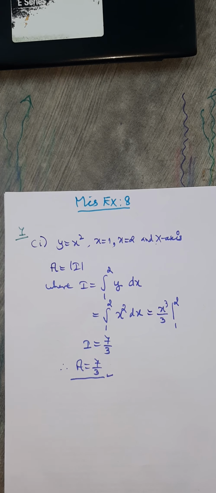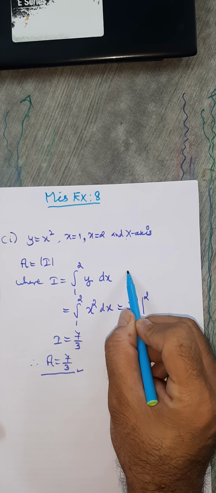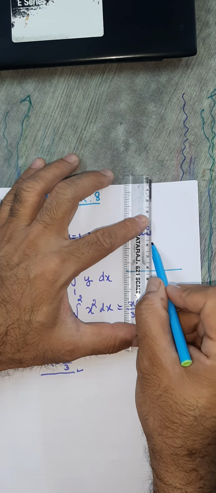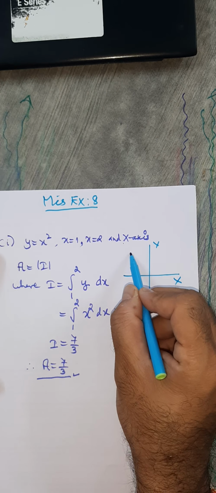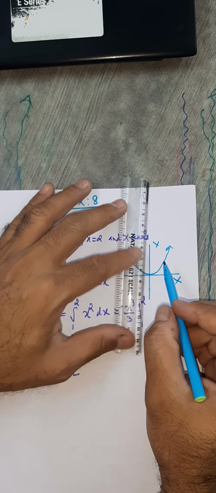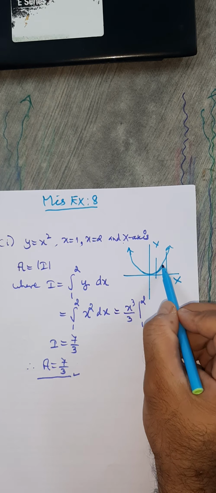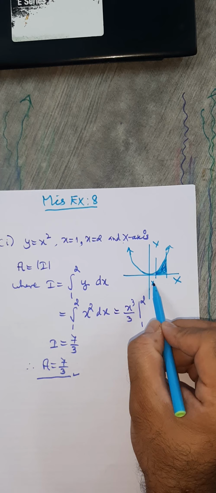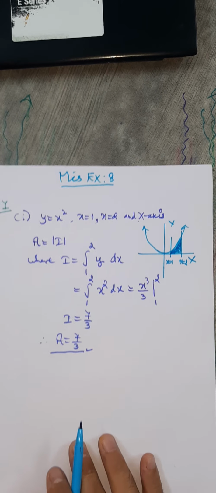If you want to just see the required region, so here these are the two coordinate axes, x-axis, and here we have y-axis. This is the parabola. This is x equals to 1 here and x equals to 2. So this is the required region, remember, just for your information. x equals to 1, x equals to 2, remember 1 to 2. This is the required region.